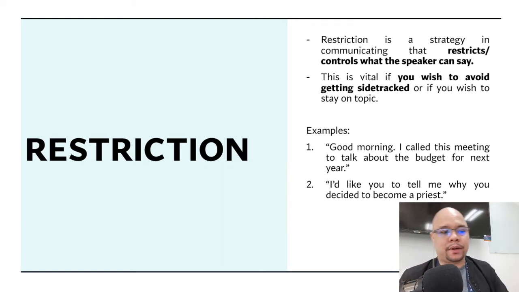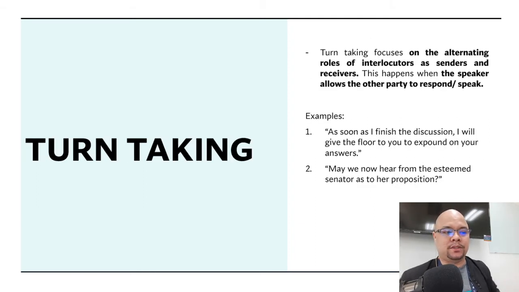Or the second one, I'd like you to tell me why you decided to become a priest. So all other responses are restricted. You cannot talk about anything else except the details pertaining to your decision to becoming a priest. So this is what restriction is all about. We control what the listeners can say in response to what you said.